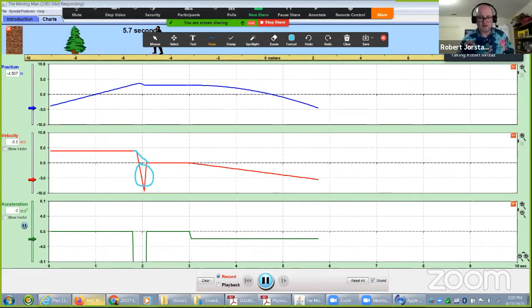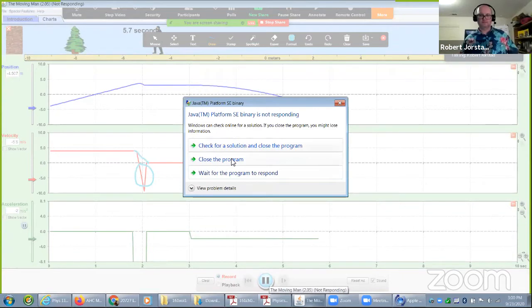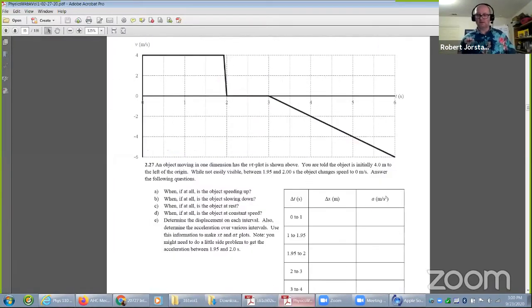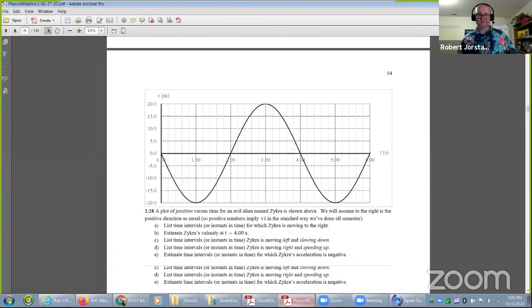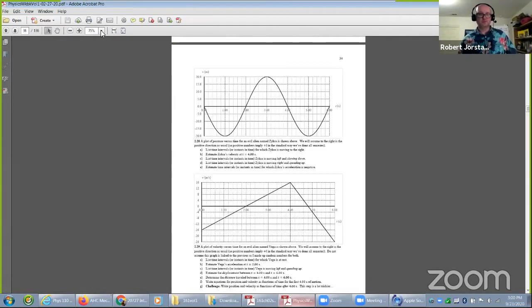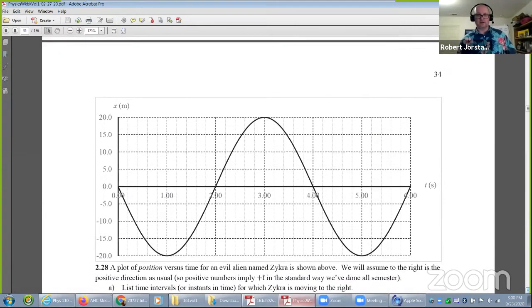I'll try to screen share. I don't know if it's going to let me. Maybe I'll just get rid of that one. Let's see if that fixed it. Nope. Oh, there it is. All right. And so we were right here. Let's go to the next one. This one. Oops. So hopefully this will fit on the page if I do it right.